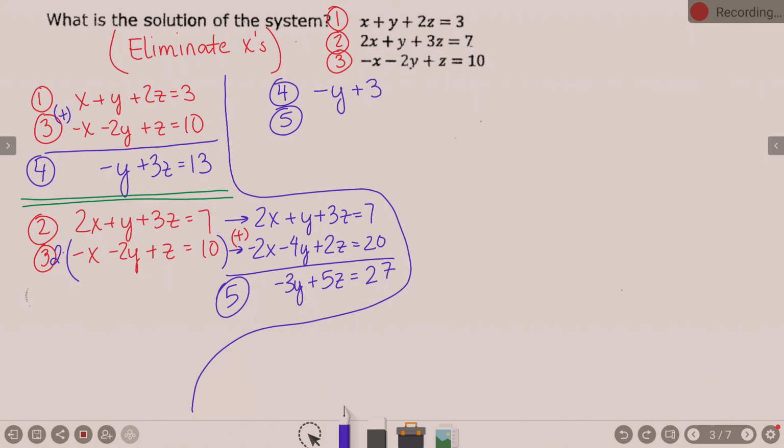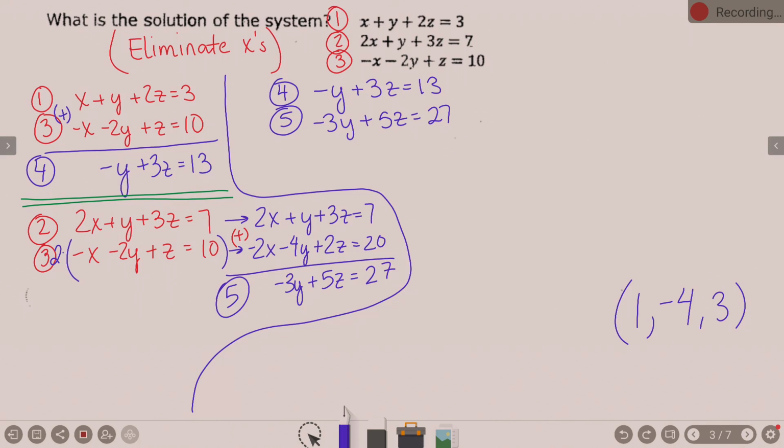So negative y plus 3z equals 13. Hold on just a second. Negative 3y plus 5z equals 27. I would encourage you to try and finish this problem on your own if you want. Final answer, if you want to check yourself, is 1, negative 4, 3. Now, give the homework a try.